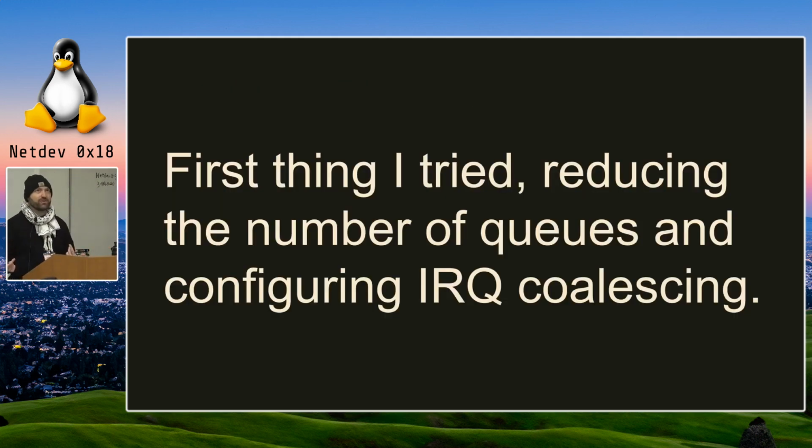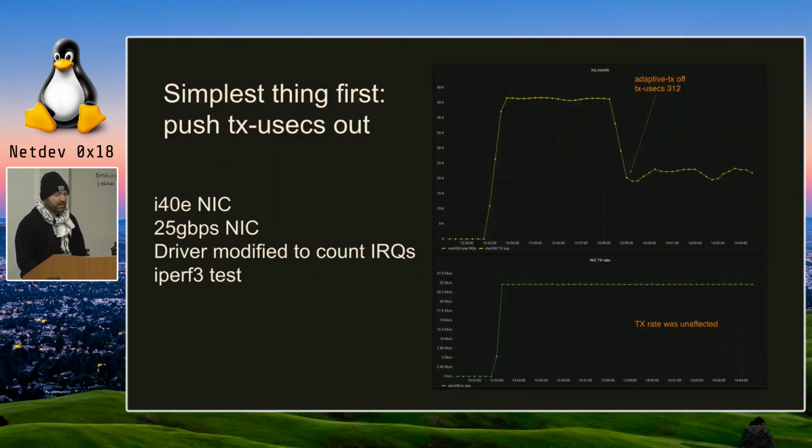And so the first thing I tried was, okay, well, what if I try reducing the number of receive queues, because then more packets will go to fewer queues. So presumably NAPI will be able to harvest more packets every time it runs. And I can configure IRQ coalescing. I don't need that many transmit completions to be generated. What if I try and experiment doing that? So I tried that, and I tried the simplest thing you could possibly try.